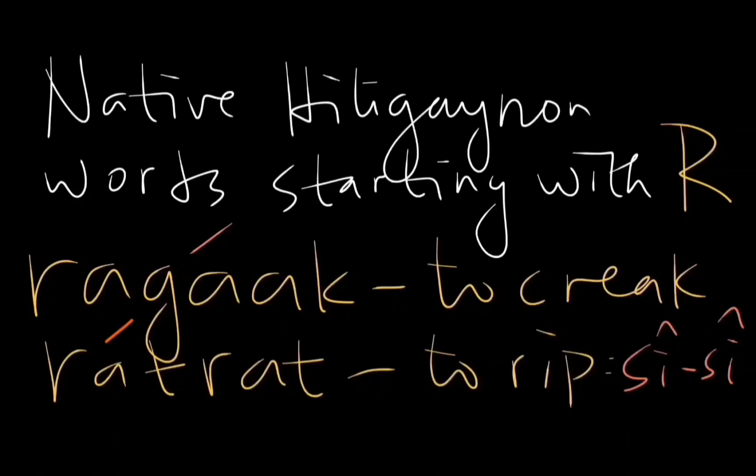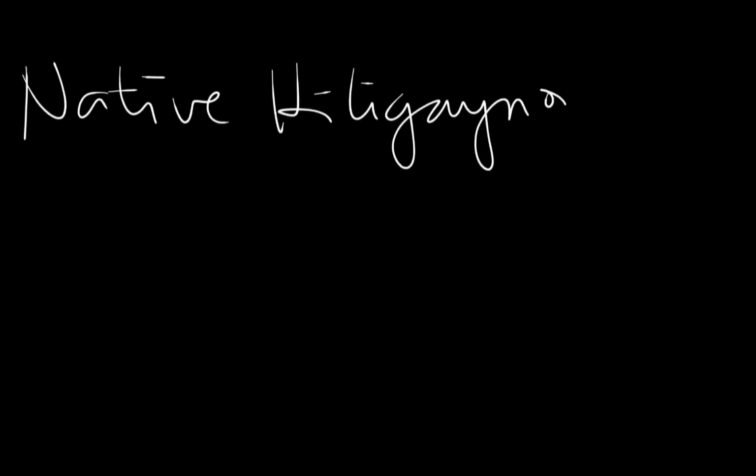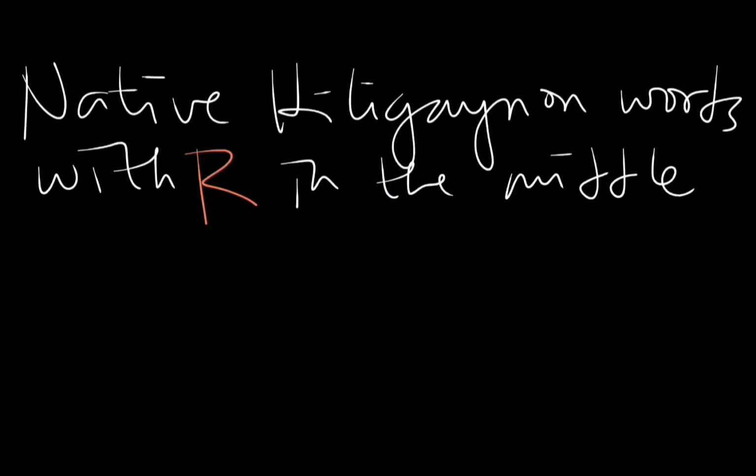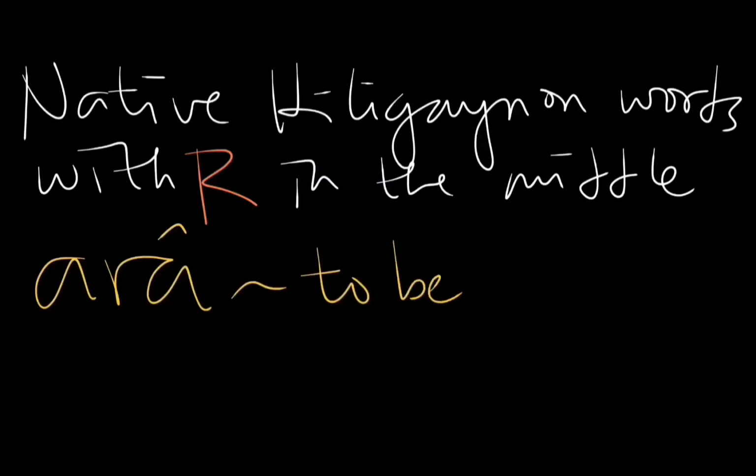Most of the words starting with the ra that come to mind are all loanwords, which we'll be talking about later in this video. Now let's have some examples of native Hiligaynon words with the consonant ra positioned in the middle. First example we have here is ara. Ara is a pseudoverb or an existential verb which means to be or to exist.